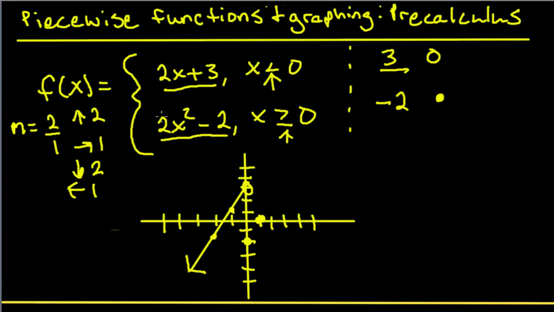If we plug in 2, we get 2 times 2 squared, which is 2 squared is 4, times 2 is 8, minus 2 is 6.